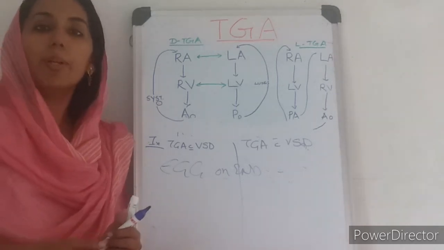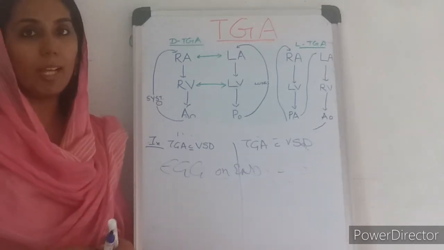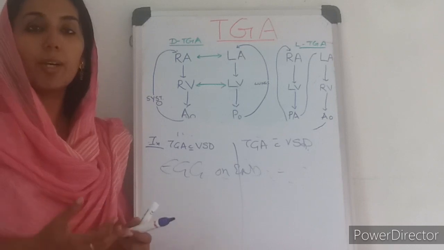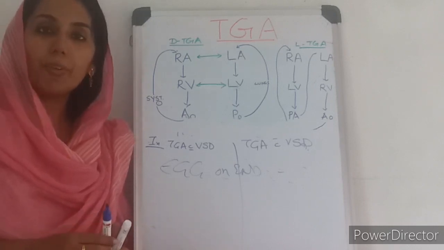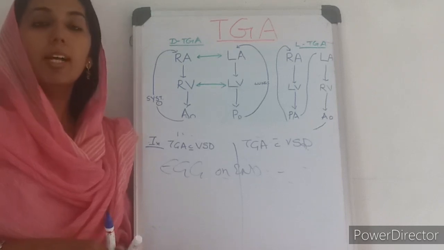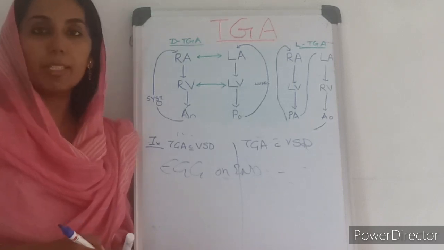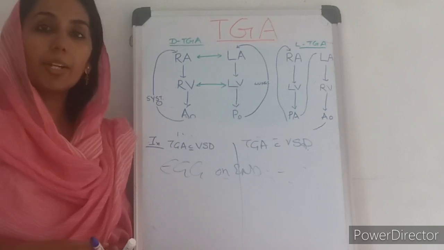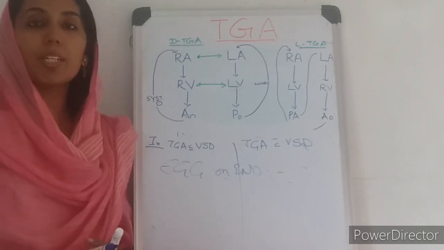Confirm it with echocardiography, where you will be able to see exactly the origin of the arteries. If you do a ventriculography, right ventriculography will show that the aorta is originating from there, and the left ventriculography will show that the pulmonary artery is originating from the left ventricle.